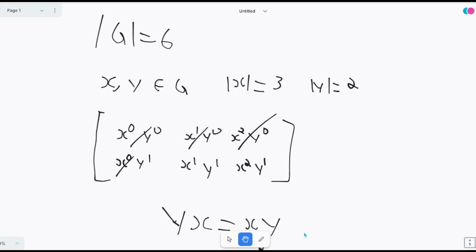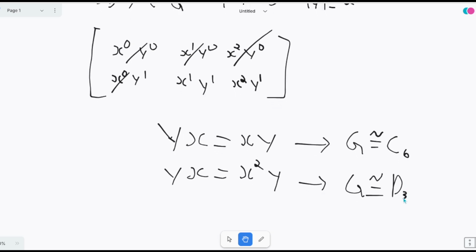And in this case, the group is isomorphic to the cyclic group of order 6. And in this case, the group is isomorphic to the dihedral group of order 6, which is to say the group of symmetries of a triangle. So these two isomorphism groups, they're the only possible isomorphism groups for order 6.